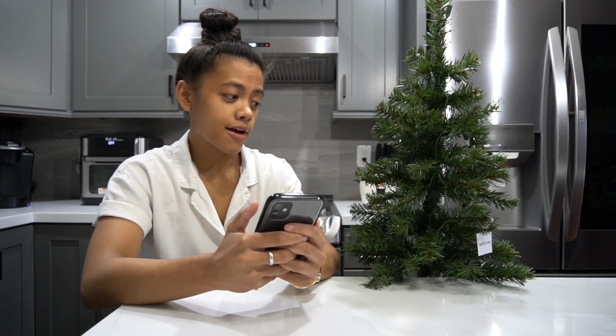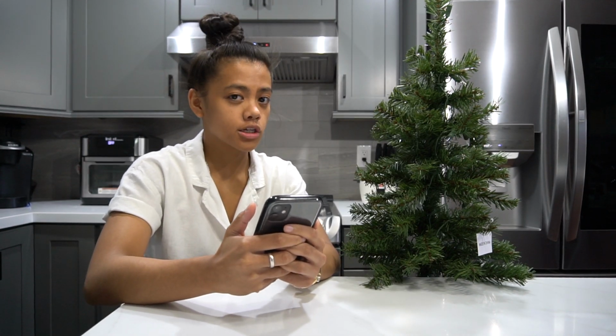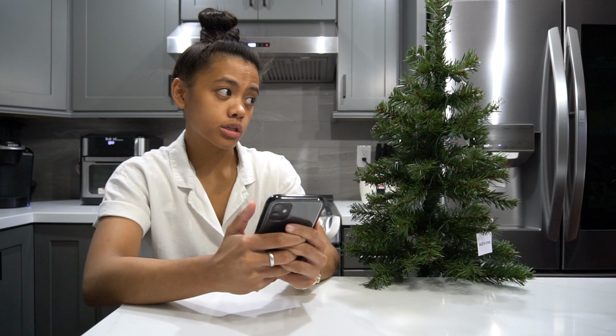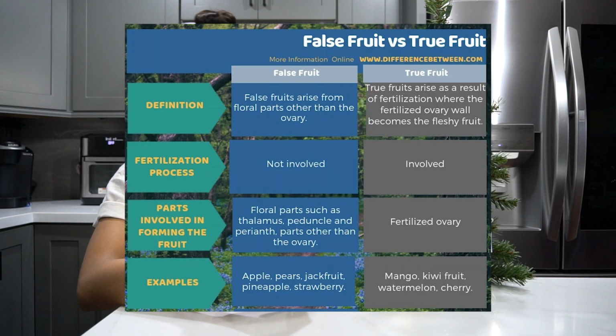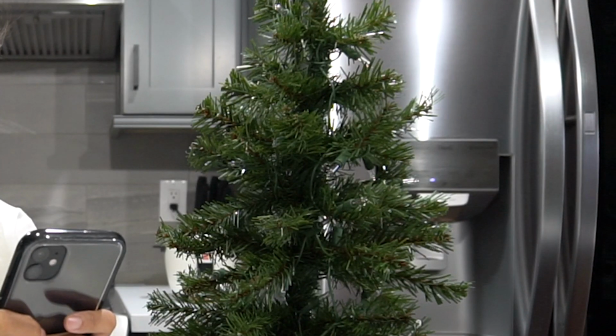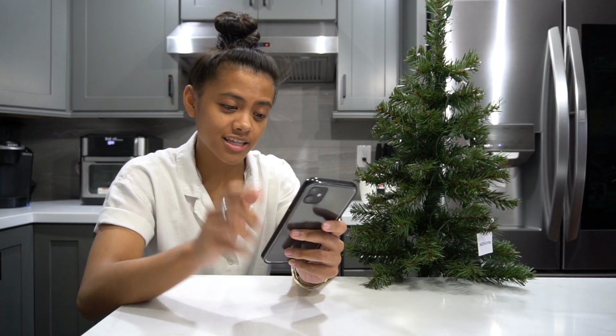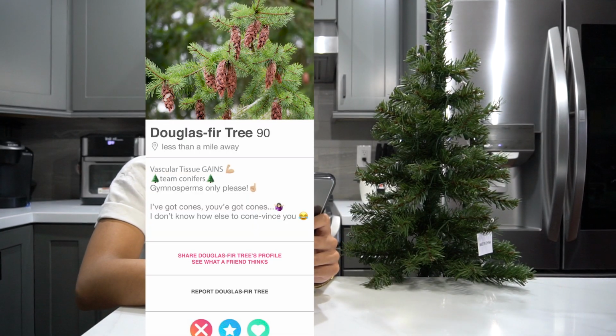Did you know that fruits can be classified as false fruits or true fruits? So, the difference between false fruits and true fruits relies on where it comes from. False fruits develop from floral parts other than the ovary. True fruits develop from mature and ripened ovaries after fertilization. Too much fruit? Too thick? Got it. Next. Oh my!